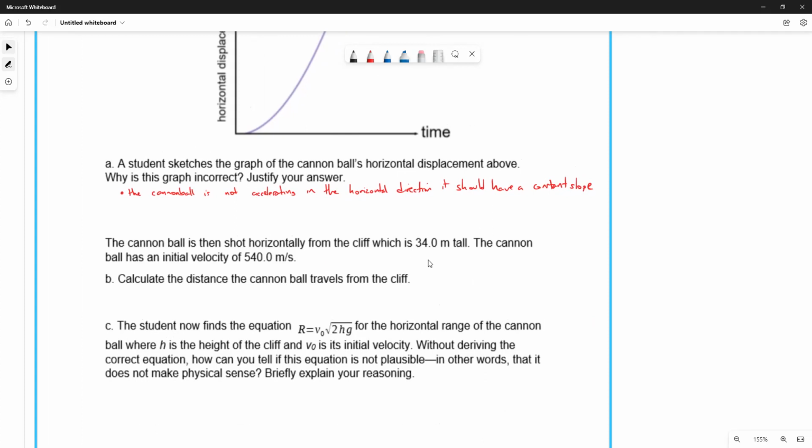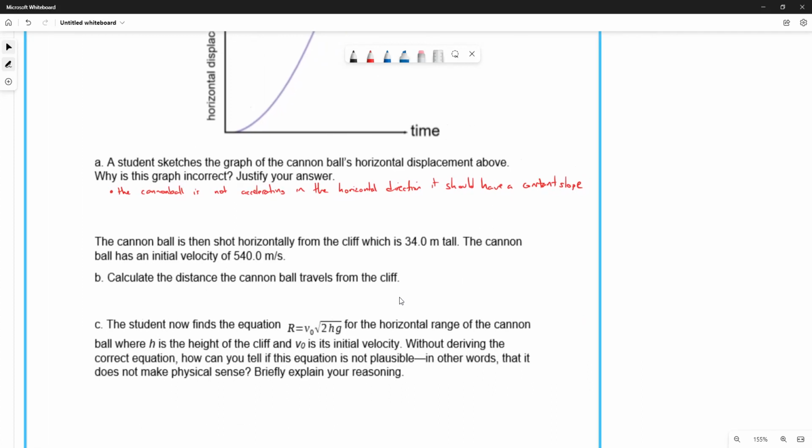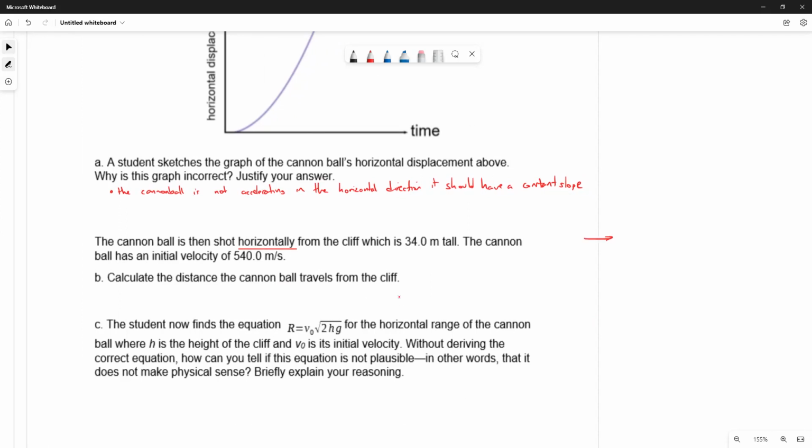The cannonball is then shot horizontally from the cliff, which is 34 meters tall. The cannonball has an initial velocity of 540 meters per second. Calculate the distance the ball travels from the cliff. You're not necessarily being asked to calculate values, but this is a range problem, and you've seen this earlier. In this case, it's shot horizontally, so we don't have to worry about angles. It's shot at a velocity of 540 meters per second, and it's going to drop a distance of 34 meters.